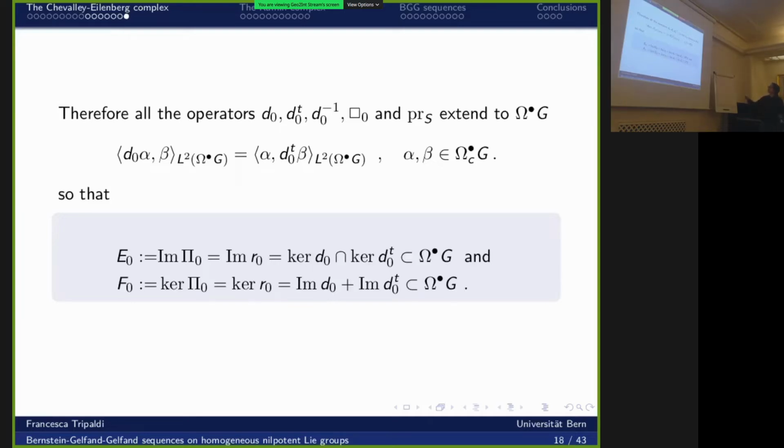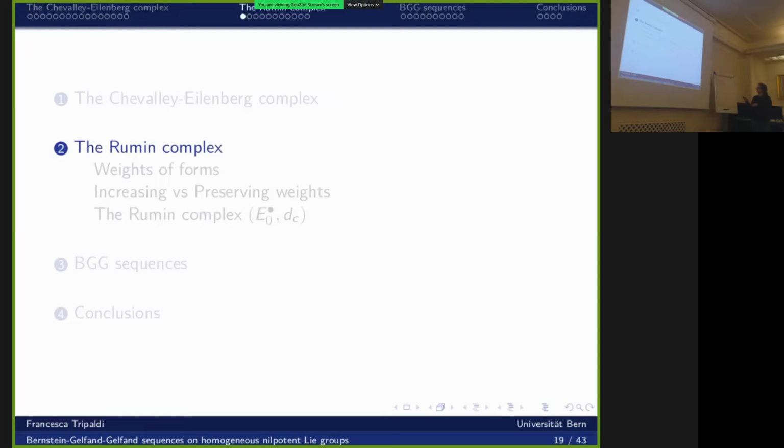And now everything we've said so far for left invariant forms, so we had the D0, D0T, D0 inverse, and box 0, they extended to smooth forms. So before we were considering E0 and F0 as subspaces of left invariant forms, now it's on smooth forms, but it's exactly the same thing, okay? Just the coefficients are no longer constant, okay?